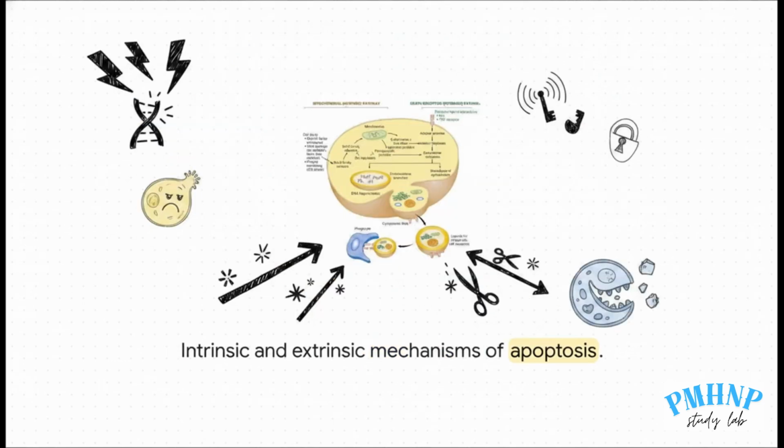Unlike messy necrosis, apoptosis is a highly regulated suicide program. You've got the intrinsic mitochondrial pathway triggered by internal stress like DNA damage, and the extrinsic death receptor pathway triggered by external signals. But here's the key. Both pathways converge to activate special enzymes called caspases. These caspases act as the executioners, neatly breaking down the cell's cytoskeleton and DNA from the inside out, prepping it for phagocytes to sweep it away without leaving a single trace.